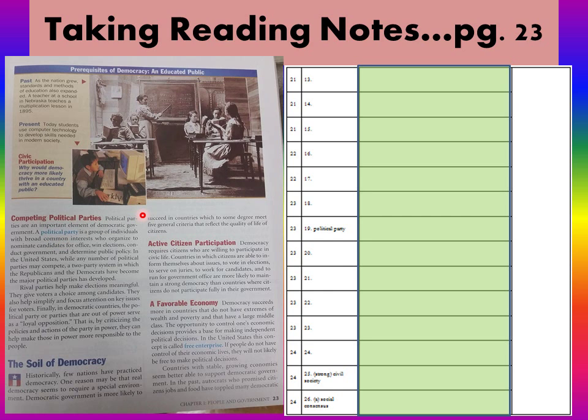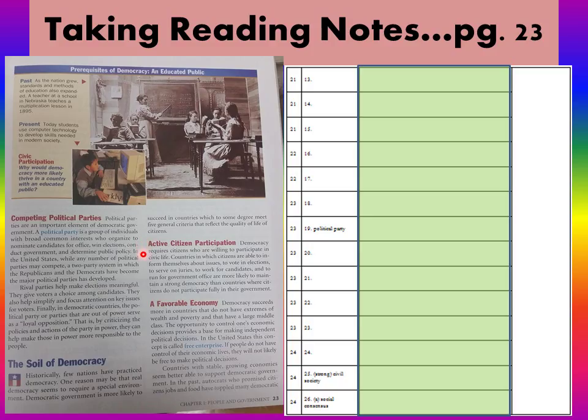Political parties are an important element of democratic government. A political party is a group of individuals with broad common interests who organize to nominate candidates for office, win elections, conduct government, and determine public policy.